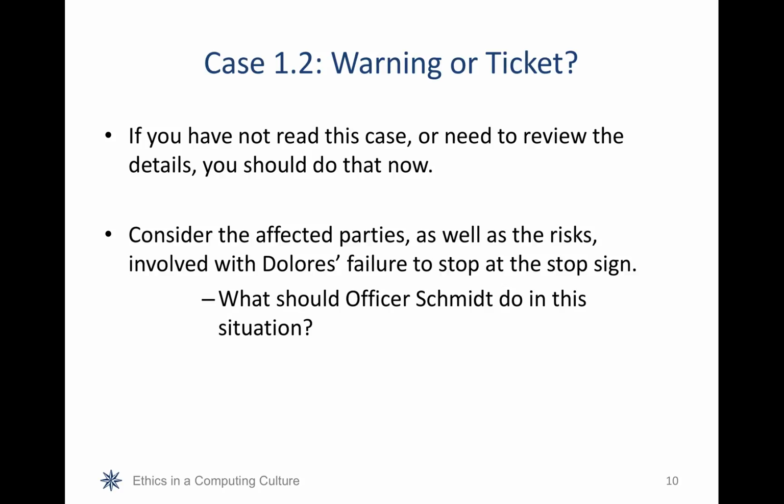Case number 1.2 deals with the questions of what Officer Schmidt should do after observing a driver who failed to stop at a stop sign. There are several details in this case. If you've not already read the case or want to review the details, you should do that now. Note that the question is not, what do you think Officer Schmidt should do? It is, what should Officer Schmidt do?